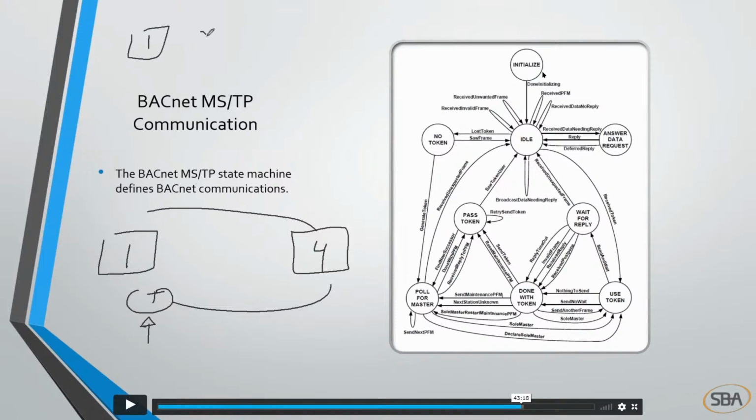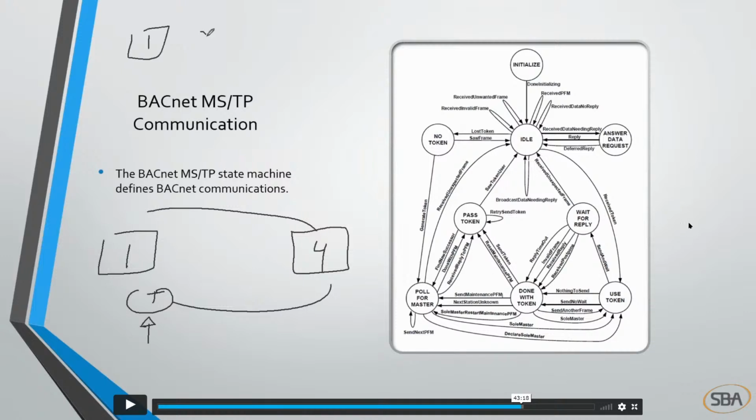But essentially what happens is we've got initialization, then we've got idle, and then the controller waits for a token. If it gets a token, great. If not, it just waits for a reply. If it does get the token and it's got something to do with it, it's going to use the token. This is the state model for how MSTP communication works. So it's idling and then it receives the token. It uses the token. If it's done with the token, it will hand it off and pass the token to another controller. So you can kind of see how this all works.